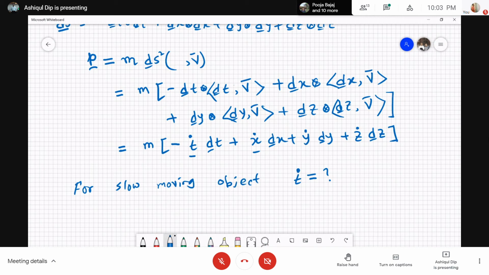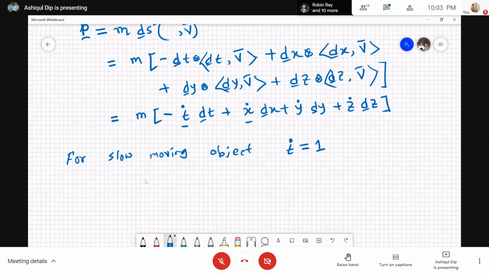1. It's 1. And what about the other parts? What is your x dot? X.